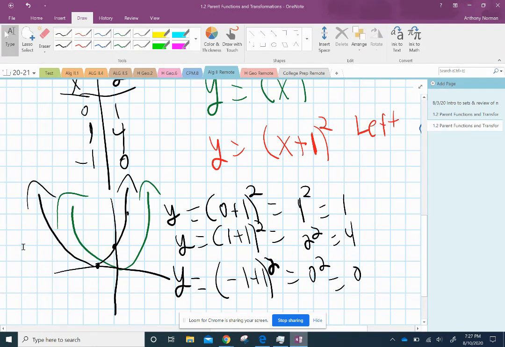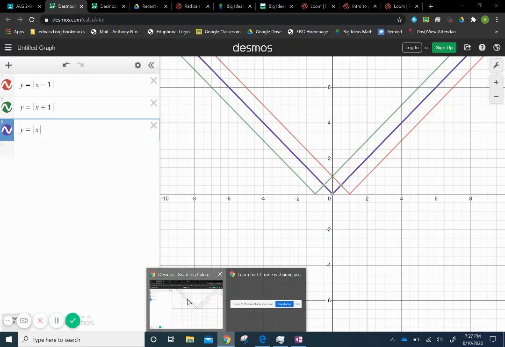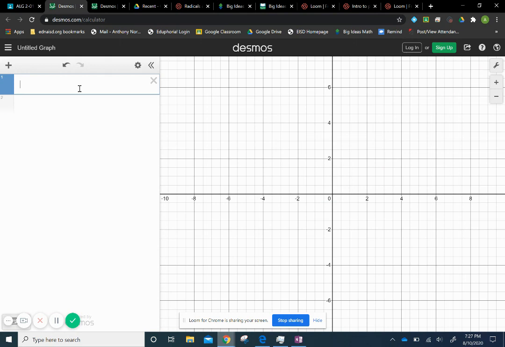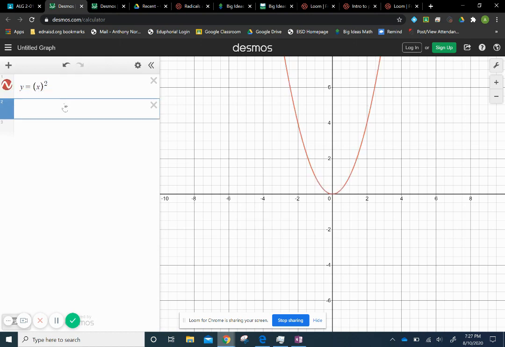And once again, if you don't believe me, I don't know why you wouldn't at this point, but I understand being skeptical. I appreciate it. Pay attention. Follow that Stone Cold Steve Austin philosophy. Don't trust anybody. X squared, there's our parent function. Control A, Control C, Control V because I'm lazy. X plus 1. Boom, we went to the left. Again, same shape, same direction, same orientation.